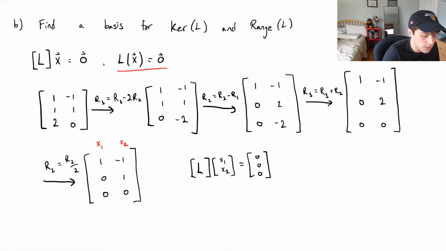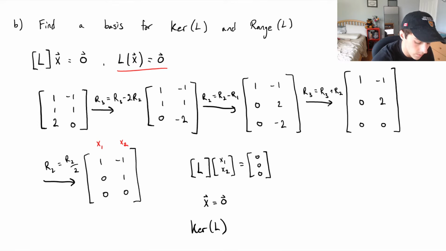So we can see that since there are no free variables, x1 and x2 have to be equal to 0, right? The 0 vector is the only solution to this matrix vector product. So if x equals the 0 vector is the only solution, then that means that the kernel of the linear transformation only consists of the 0 vector, right? So we can write this as the kernel of L is equal to, and remember, this is a set of vectors, the set which only contains the 0 vector.